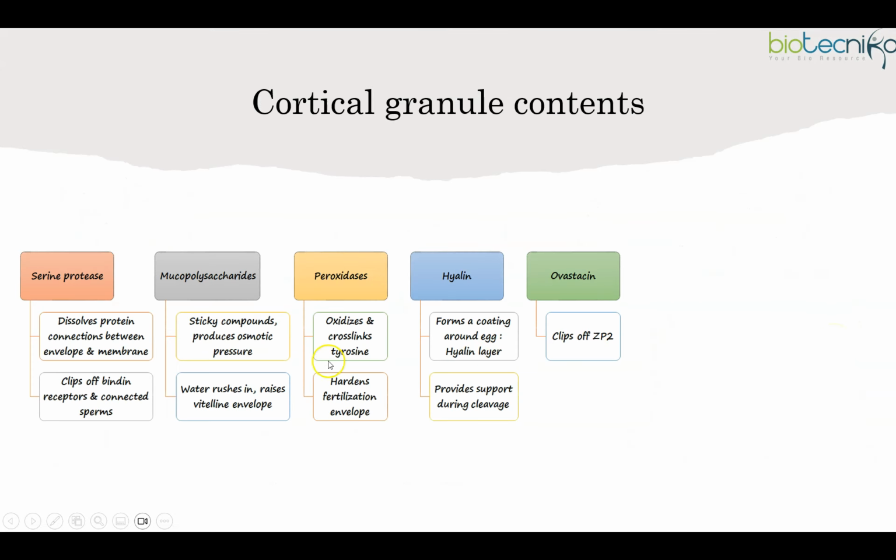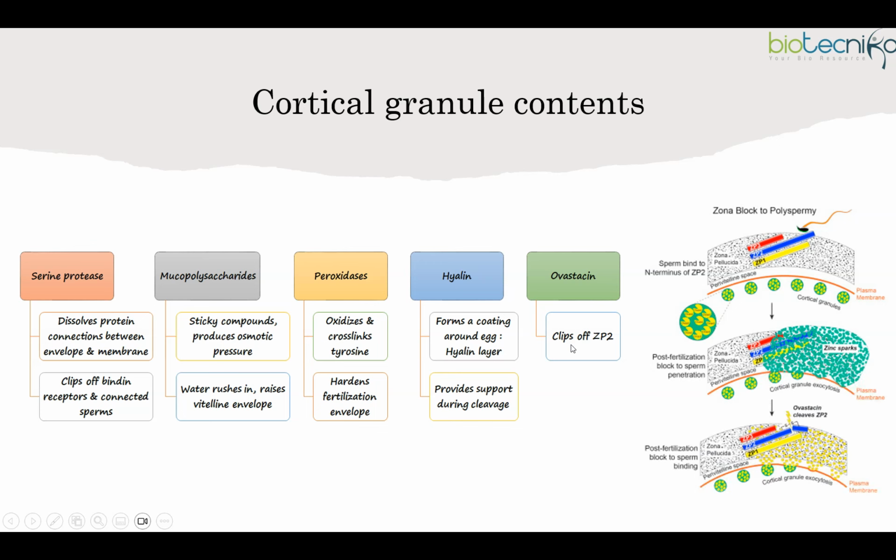So these are the different cortical granule contents. Like protease, as I said, it will clip off the binding receptors and also dissolve the connections. Then mucopolysaccharides are sticky compounds that produce osmotic pressure. Peroxidase hardens the fertilization envelope and hyaline forms a coating to support the cleavage divisions. Ovastatin, as we saw, clips off the ZP2.